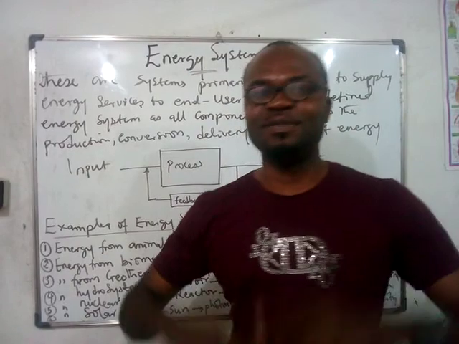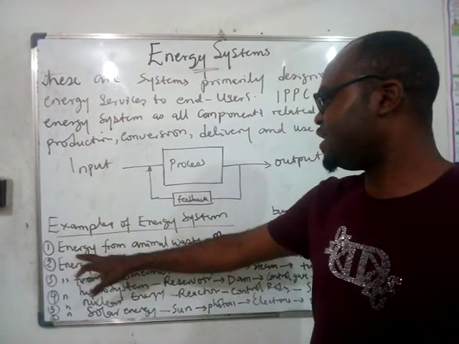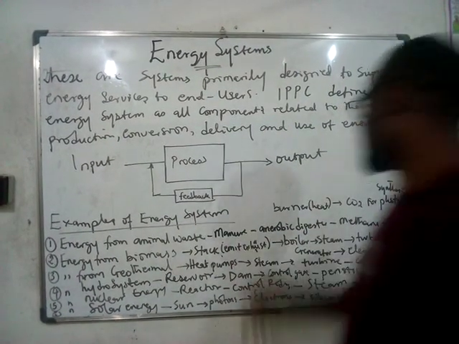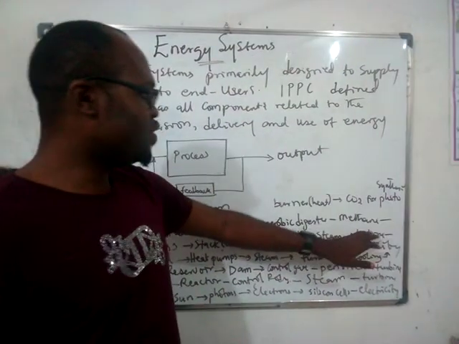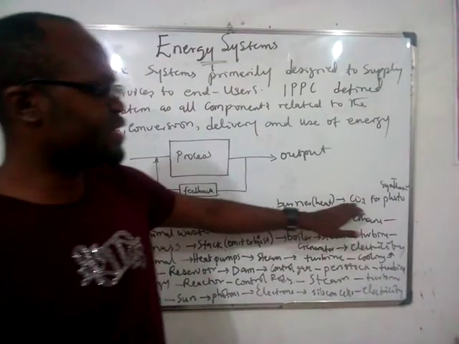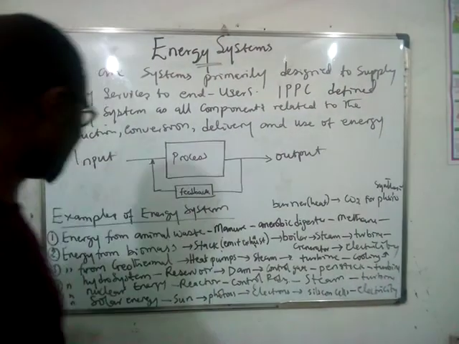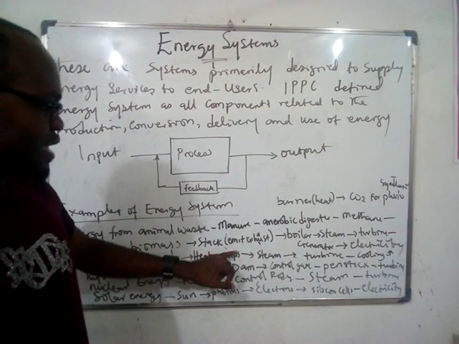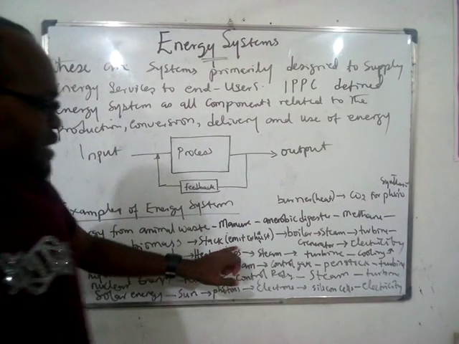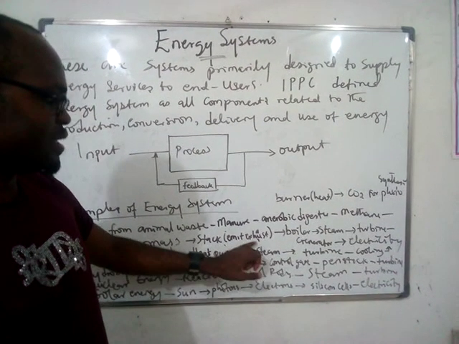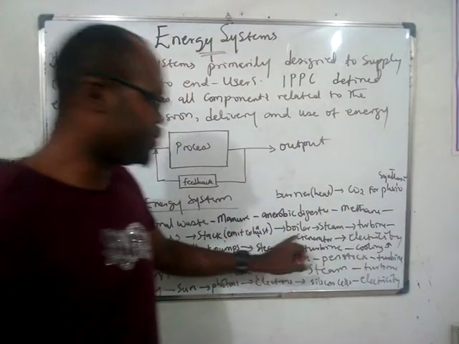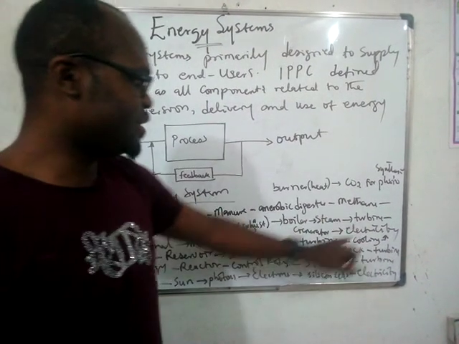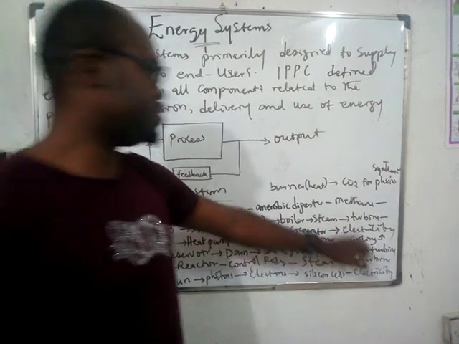The examples of energy system depend on the source. Now, we have energy from animal waste, where we have manure. Then using anaerobic digester, we can convert this manure to methane, which can be burned using a burner to get CO2 that is used for photosynthesis. Now we'll talk about energy from biomass that can be fed into a stack, which is actually something that emits exhaust gases. Then it goes to the boiler, then to steam. This steam will turn a turbine, and the turbine will be used in the generator to generate electricity.